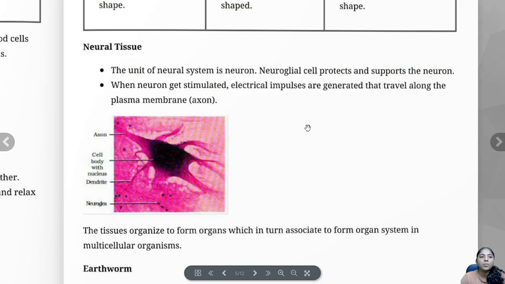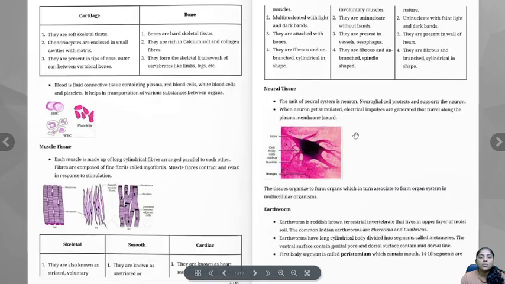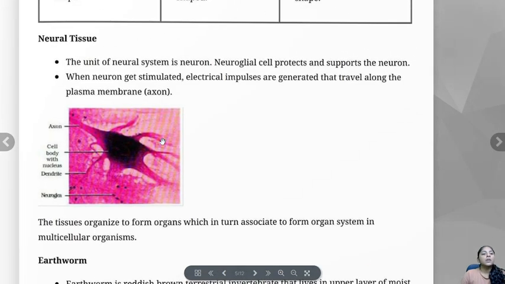Then the last type of tissue that we have is neural tissue. Now the unit of the neural system is a neuron, and neuroglial cell protects and supports the neuron. So the cells of neural tissues are called neurons, and when a neuron gets stimulated, electrical impulses are generated that travel along the plasma membrane.